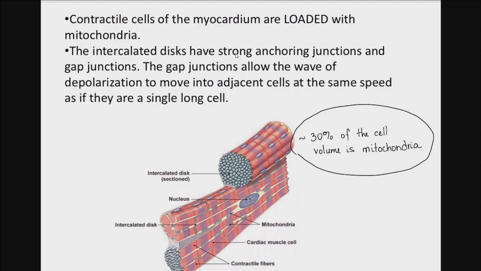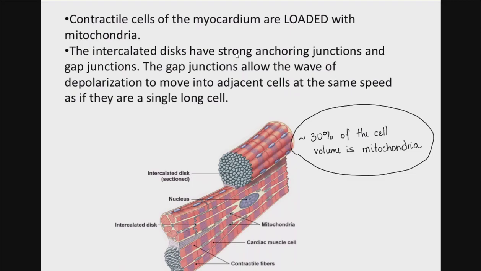What do you think? Well, it's going to be aerobic, right? So whatever the fuel source is, it's aerobic. The only reason why a cell would have that much mitochondria is if it wanted to do a whole bunch of aerobic respiration. So myocardial cells run on aerobic respiration.